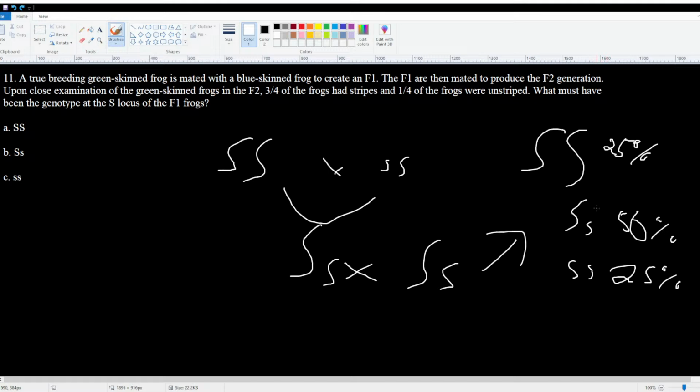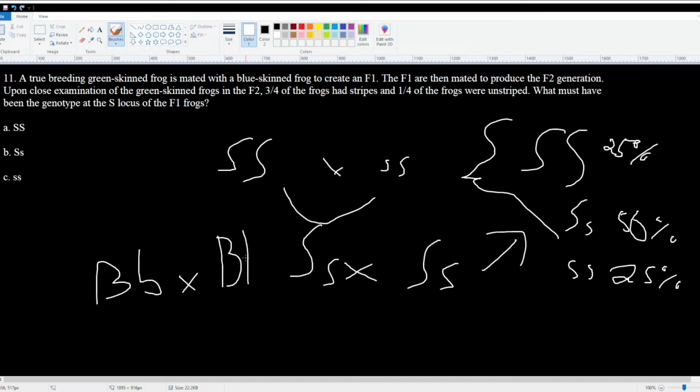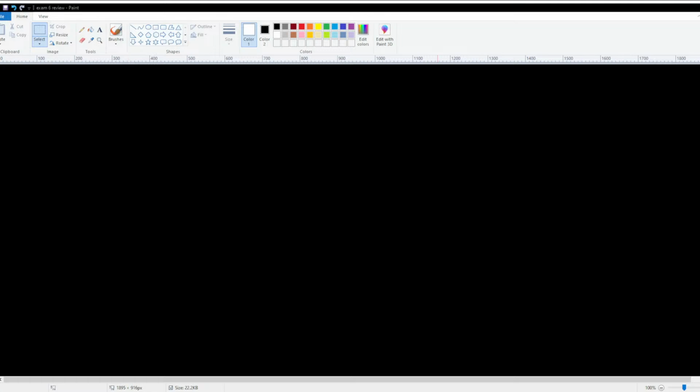Okay, so anyway, if we work backwards, we could see that this follows the 3-to-1 ratio that we talked about, right? If we always have this cross, whether it be this or this, if we always have a capital with a lowercase and then a capital with a lowercase, that will always result in a 3-to-1 ratio, assuming there's not any other sort of factors at play. And what is it here? 3-to-1 ratio. So we could then assume that the F1 frogs are going to have this genotype, B. It can't be C and it can't be A because that would result in a different ratio. It has to be B.